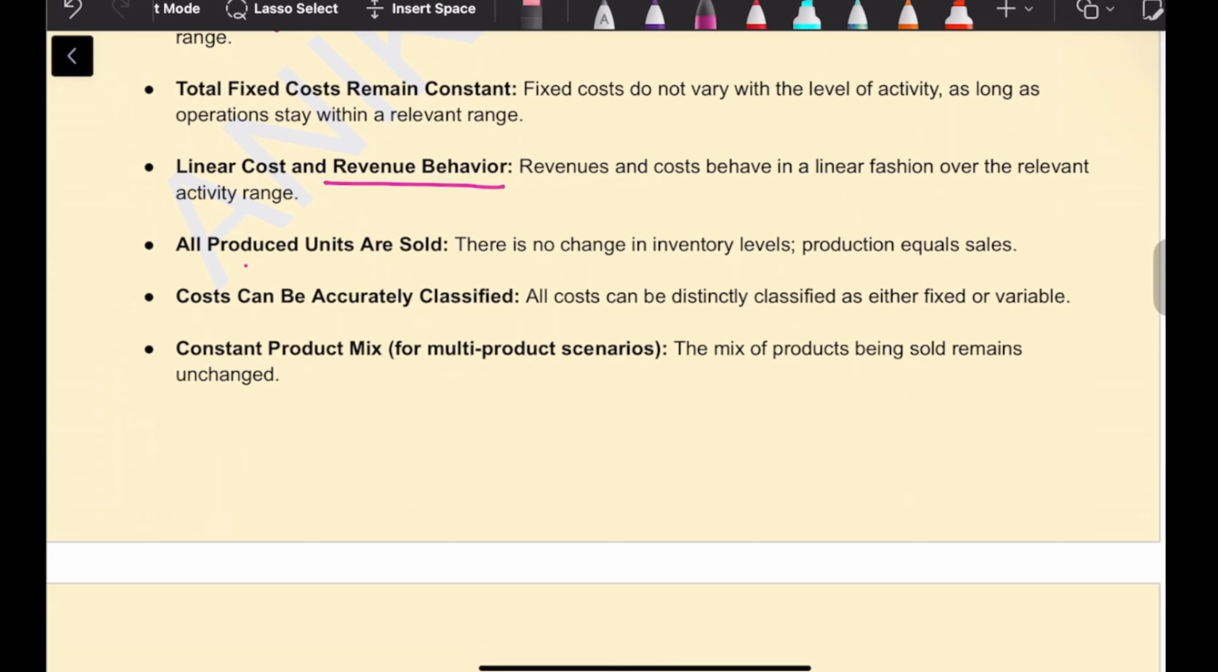The next assumption is all produced units are sold. It may not be true. I can keep it in closing inventory. If there is no demand, I cannot sell, so it will be in the inventory. The next assumption is cost can be classified accurately, as fixed and variable. That need not be the case. Some cost may be semi-variable, like electricity charges, which vary in steps. Then constant product mix. The product mix can change, but in CVP it is assumed to be constant.